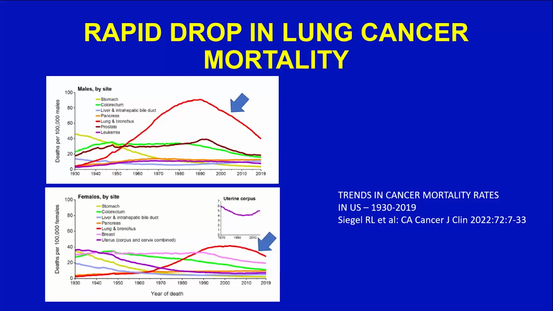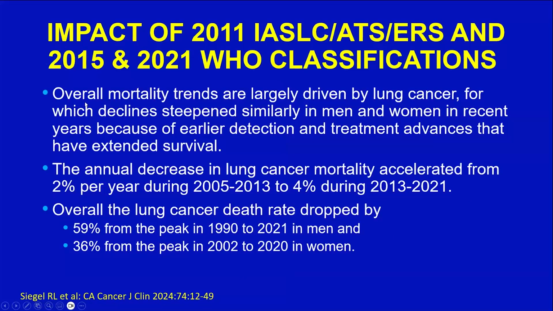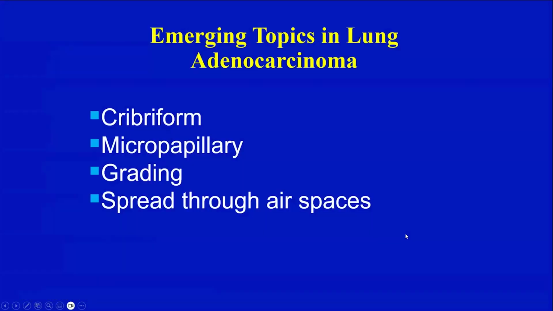So we are right in the middle of all of these exciting advances, and I always point this out to trainees so they realize a lot of what seems like busy work, in fact, is incredibly valuable for patient care. Overall mortality trends are largely driven by lung cancer, for which the decline steepens similarly in men and women in recent years for the reasons that I just mentioned. The annual decrease in lung cancer mortality accelerated from 2% per year during 2005 to 2013 to 4% during 2013 to 2021. And this is absolutely astonishing. The lung cancer death rate dropped by 59% from the peak in 1990 to 2021 in men, and by 36% from the peak in 2002 in women.